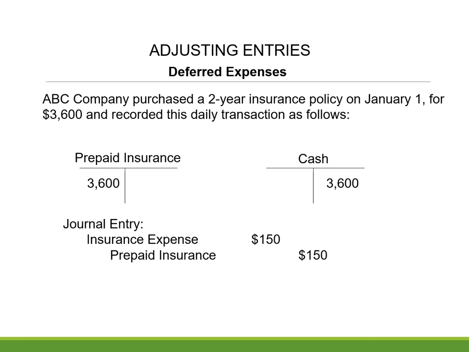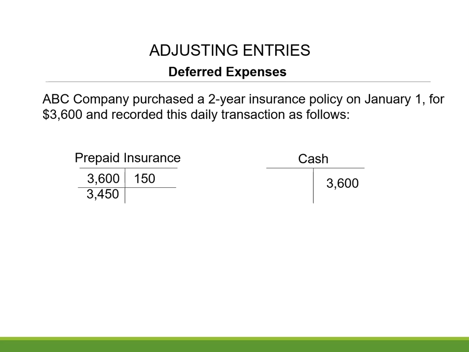So our journal entry is debit insurance expense for $150 and credit prepaid insurance for $150 to reduce that asset. So here we are, we credit the $150, which means we have $3,450 left in prepaid insurance. If we were to cancel this policy today, the insurance company would only refund us the $3,450 because we used 1 month's worth of the insurance.